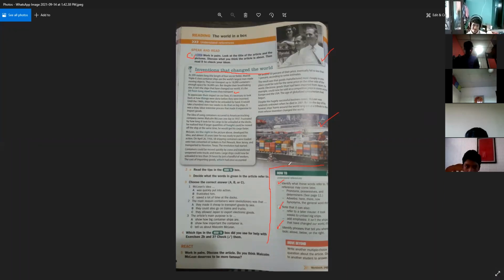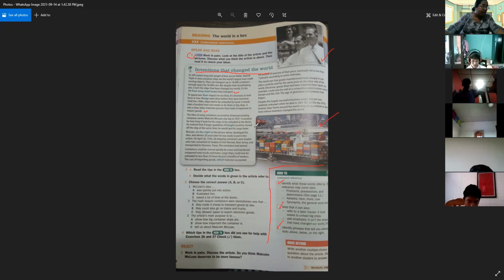Now, Kenneth, can you read the second paragraph until saying goods. Okay. To appreciate their impact on our life, it's necessary to look back at how things were done before they were invented. Until 1916, ships had to be unloaded by hand. It would take 100 men 2 weeks to do that on big ships. It was a slow, labor-intensive process that made it expensive to import goods. Okay, thank you, Kenneth.